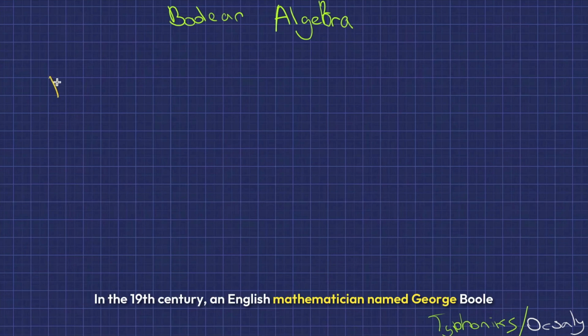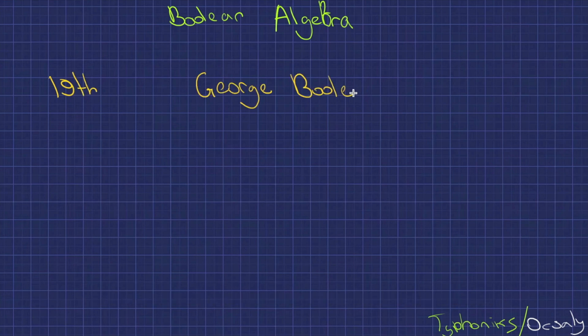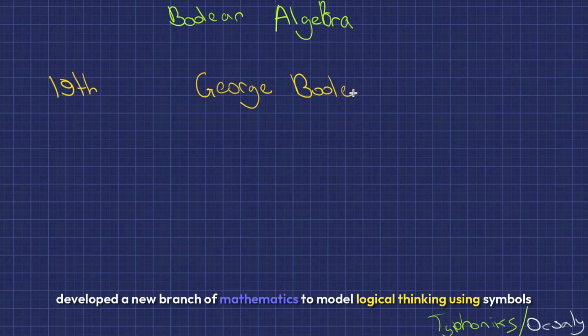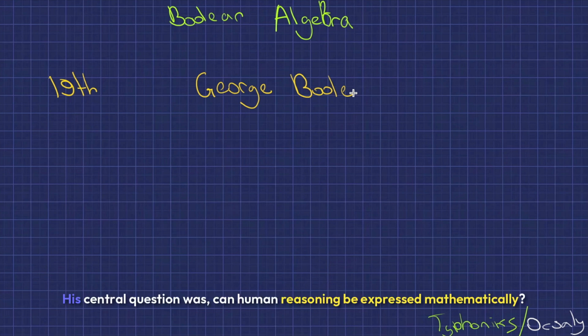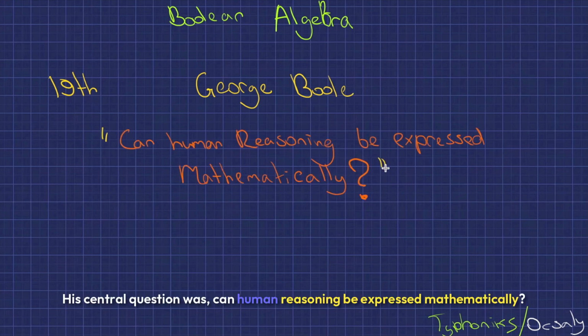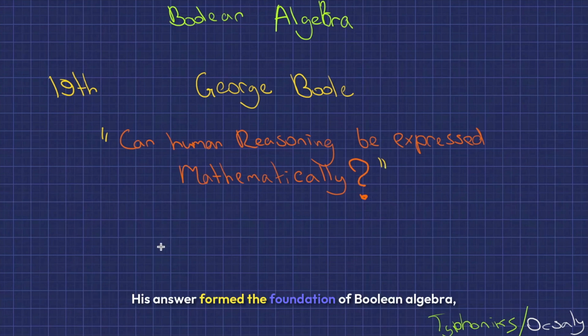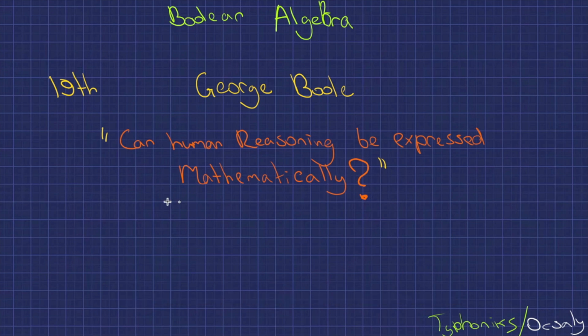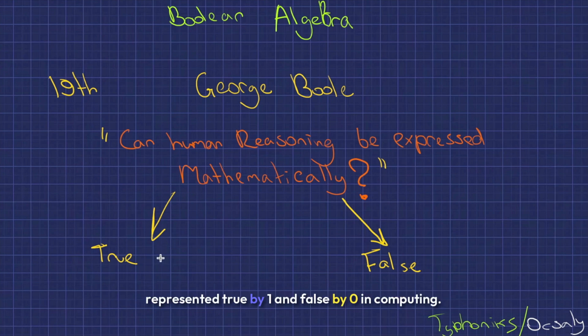In the 19th century, an English mathematician named George Boole developed a new branch of mathematics to model logical thinking using symbols and equations. His central question was, can human reasoning be expressed mathematically? His answer formed the foundation of Boolean algebra, a system where variables only have two possible values. It's either true or false, represented by 1 for true and 0 for false in computing.